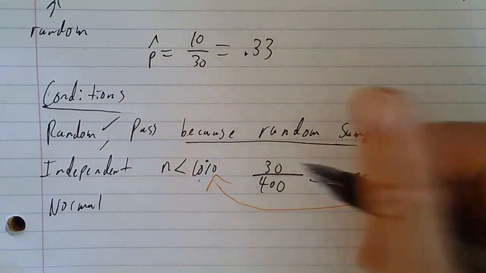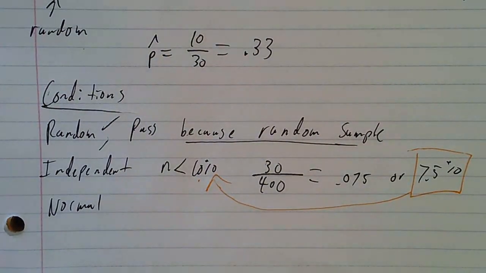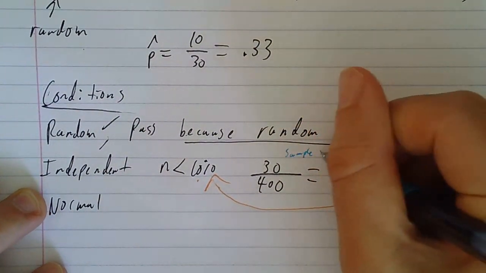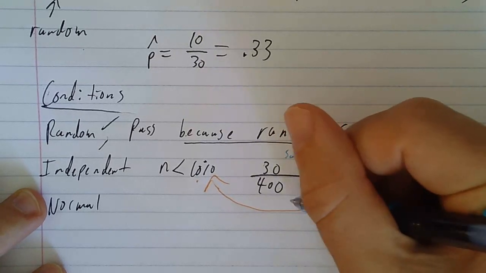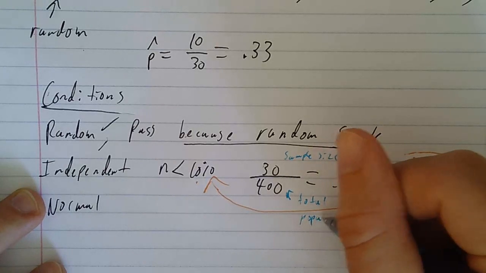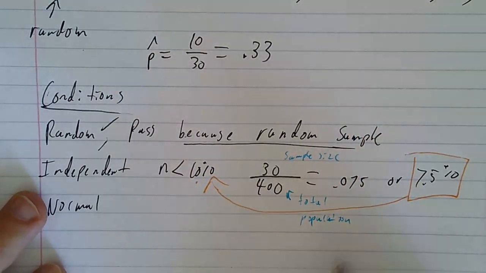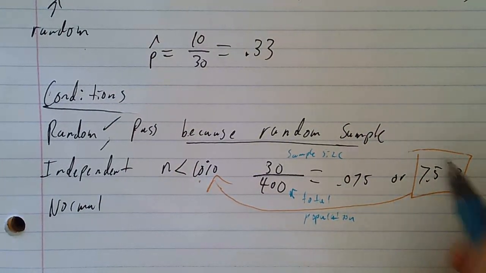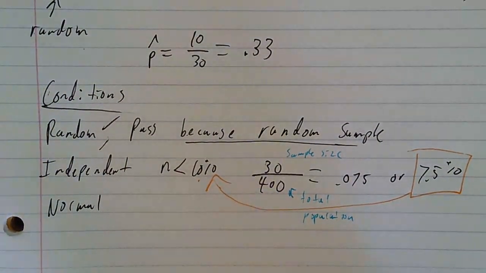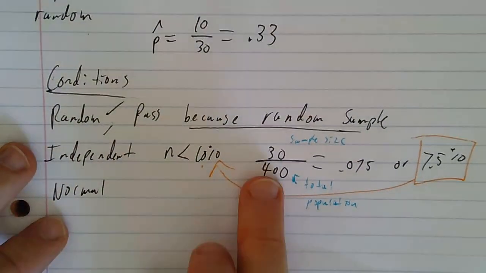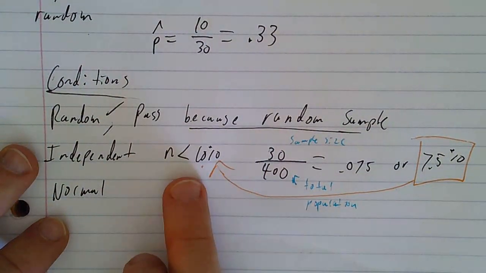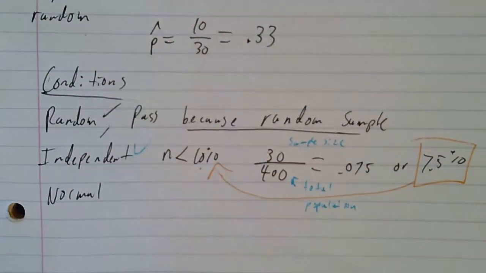Remember, this is my sample size up here. That 30 is a sample size, and the 400 was the total population. So what I did was I divided the sample by the population and got 7.5%. This would be given to you. That's 400 students in the entire class, 30 in my sample, 7.5%, less than 10%. So I'm good. We check that.